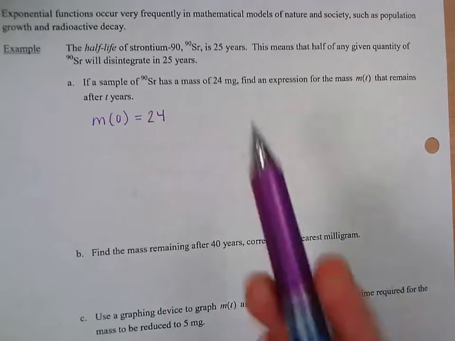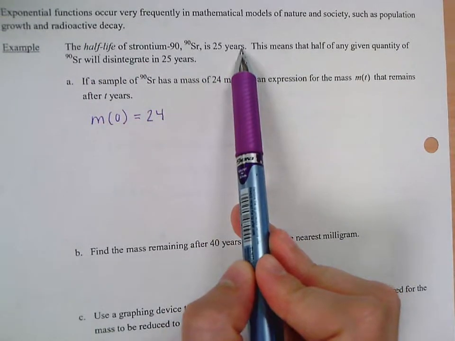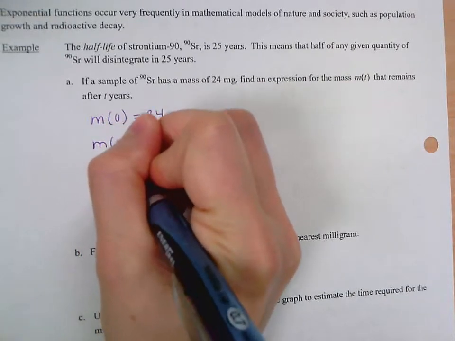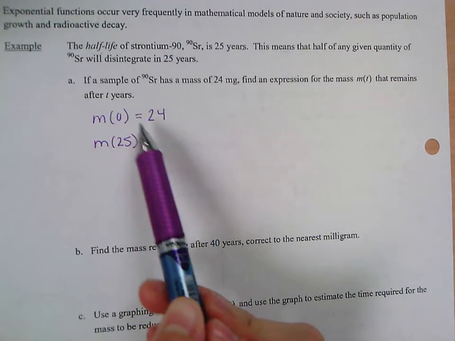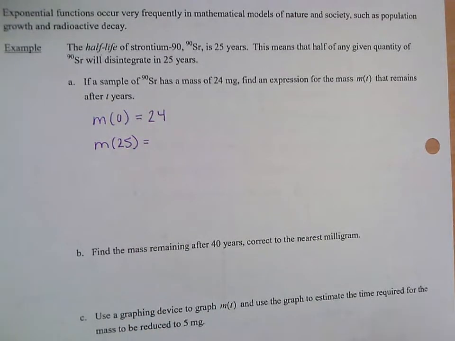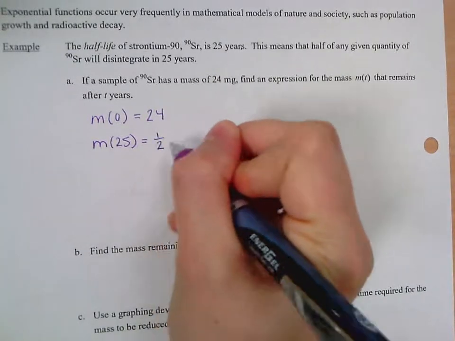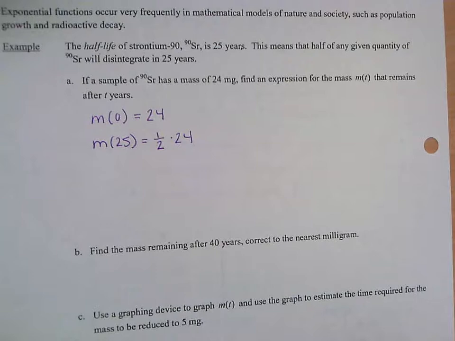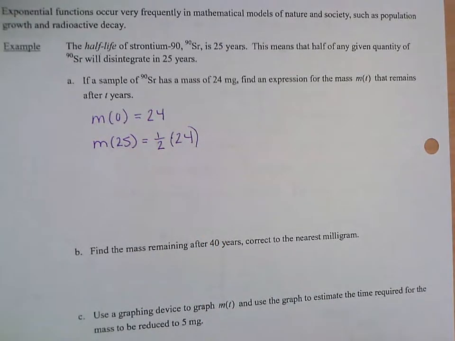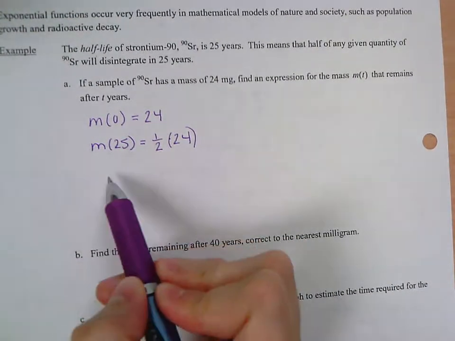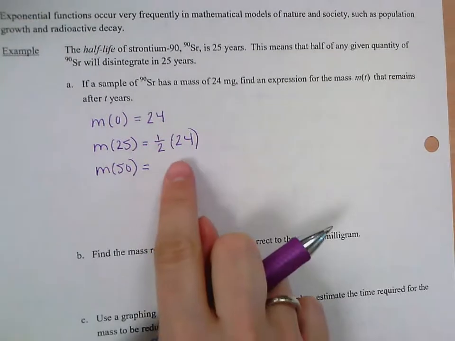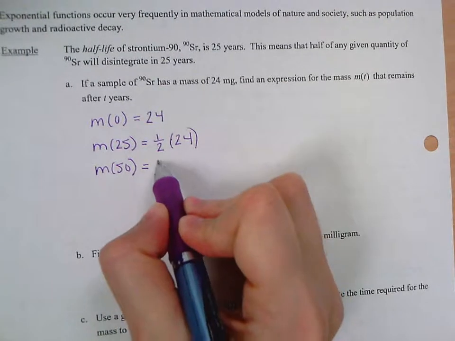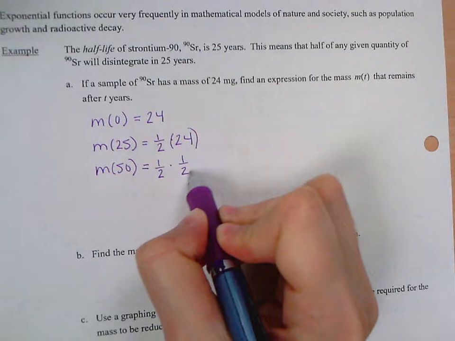So m of 0 is 24. Okay, then I was told that the half-life is 25 years. So that means m of 25, after 25 years, my mass is going to be half of this. Now I know half of 24 is 12. Instead of writing 12, I'm going to write half times 24. So m of 25 is half of 24. Then, after another 25 years, so m of 50, my mass will be cut in half again. So my mass will be half of half of 24.